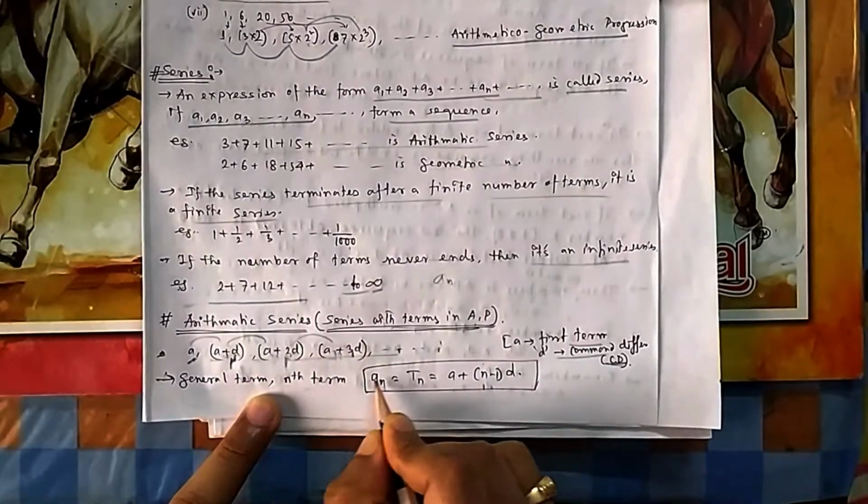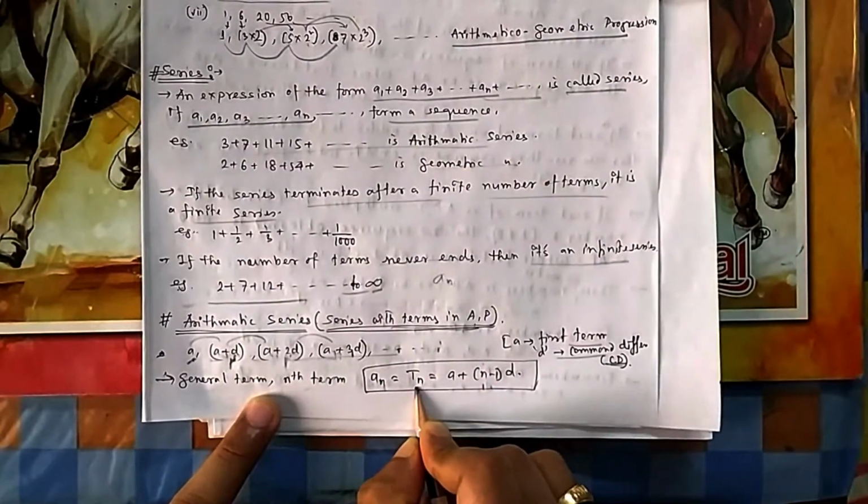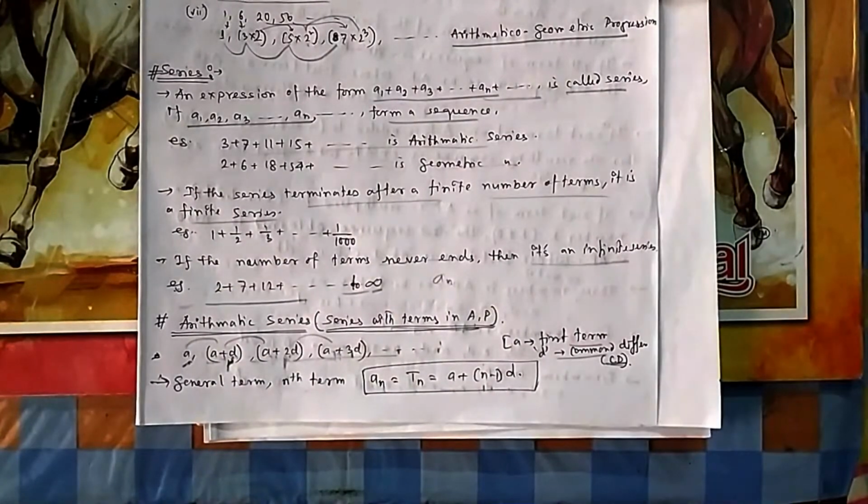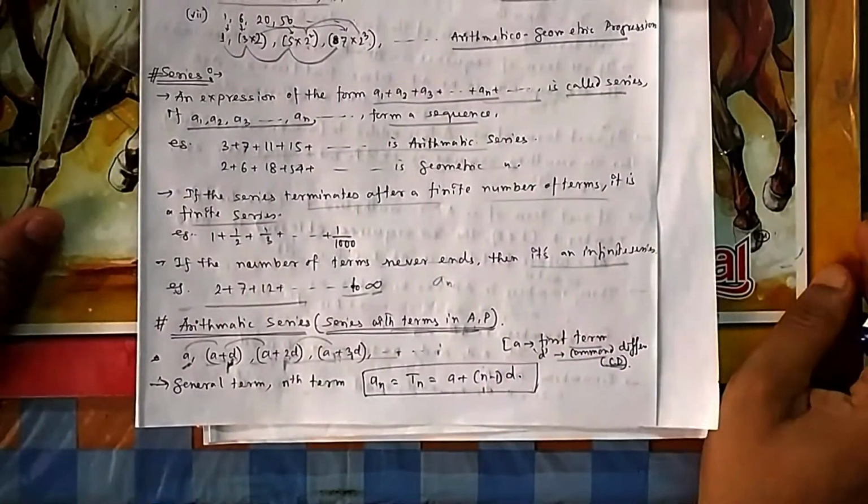So the nth term is sometimes known as an, or somewhere it may be written as small t or capital T, whatever. This is a plus n minus 1 into D. So this becomes the formula for the nth term of an AP.